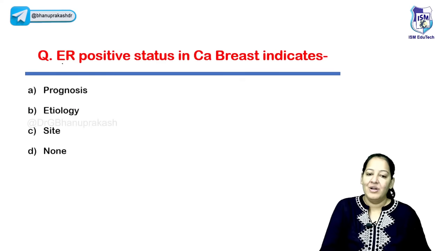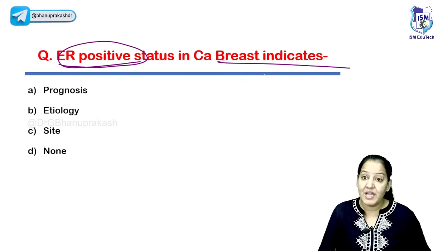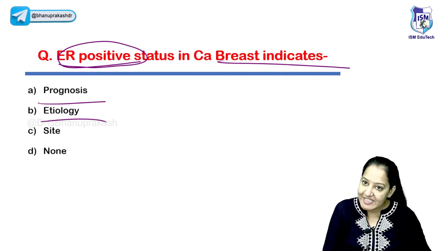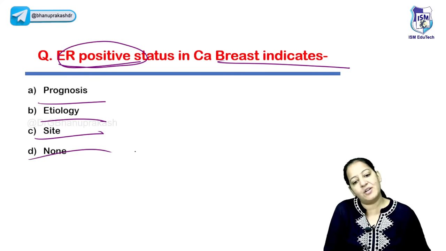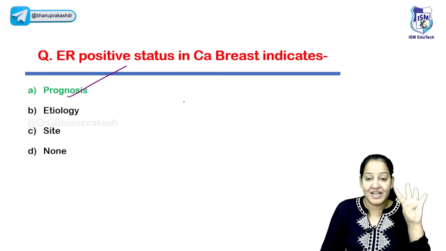The next question. What does ER positive status indicate in breast cancer? ER positive, PR positive, what does it indicate? Is it indicating prognosis? Is it indicating etiology? Is it indicating the site of the breast cancer, or none of the above? Of course, it indicates the prognosis. I told you four types of breast cancer based on ER, PR status and HER2 status.